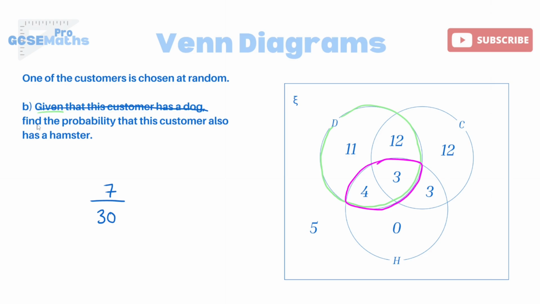If it just said, find the probability that a customer has a hamster, then yeah, it would be the whole hamster bubble out of the whole of the Venn diagram, wouldn't it, the 50? But because they've said, given that this customer has a dog, so they already have a dog, so we're guaranteeing that we've picked someone from these 30 here. Out of that 30, how many also have a hamster is then 7 out of the 30, isn't it? So just be really careful with the part B. Are they referring to the whole Venn diagram, or have they given you kind of like a given that statement where they've narrowed it down? So 7 out of 30 for that one.